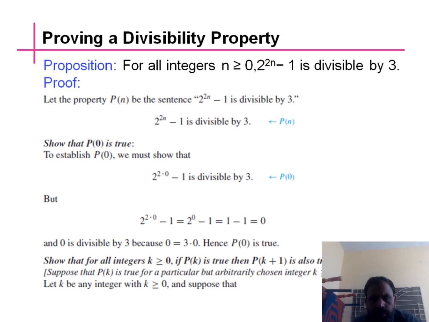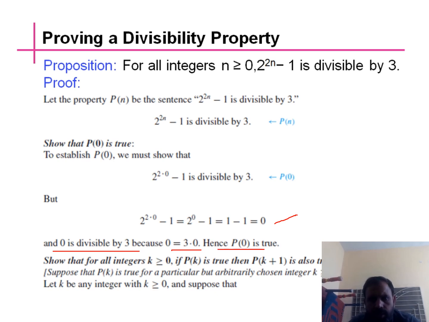To establish P of 0, we must show that 2 raised to the power 2 into 0 minus 1 is divisible by 3, because we have shown this by mathematical induction. But 2 raised to the power 2 into 0 minus 1 is equal to 2 raised to the power 0 minus 1, which is equal to 0. Since 0 is divisible by 3, because 0 is equal to 3 times 0 with the quotient 0, hence P of 0 is true.